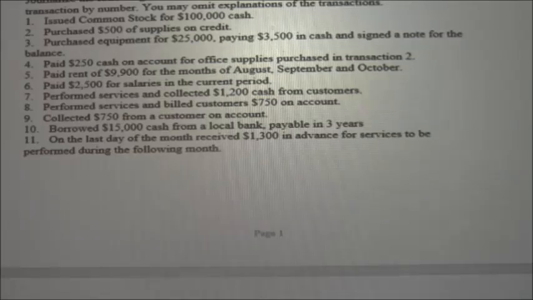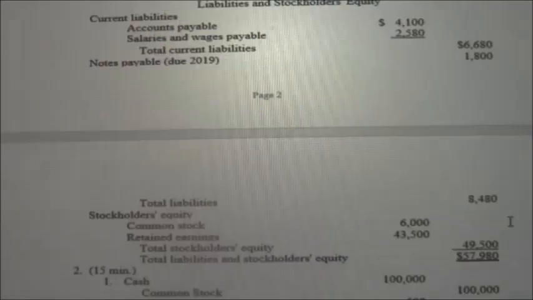So looking at that first one, what's taking place there? Issue common stock for $100,000 cash. She said, we're going to debit cash, and you're going to credit common stock. Can you guys see that? Trying to hide the other one, not doing a very good job. But you're going to credit common stock. So there's your debit and your credit.